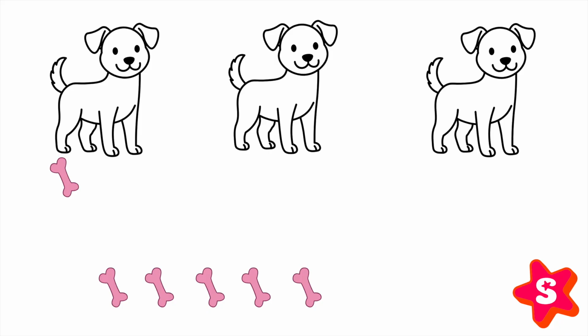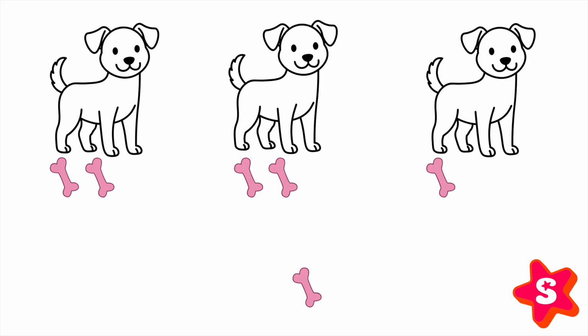How many dogs are there? 3. So how many groups are we making? 3. Now, let's give each of those dogs a bone each. We've still got 3 bones left. So, let's give each dog 1 more bone.